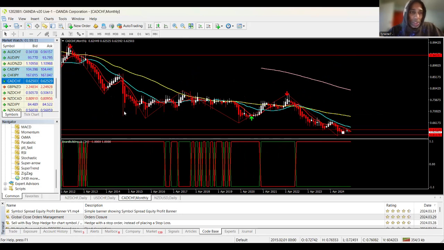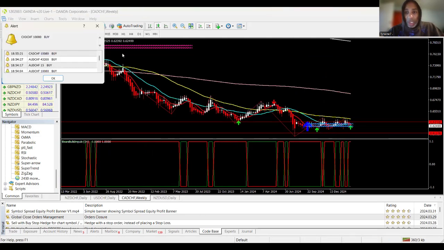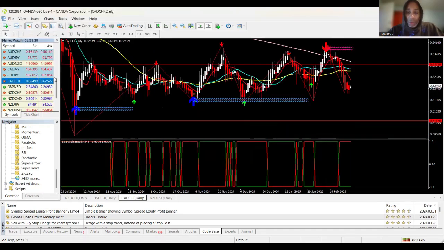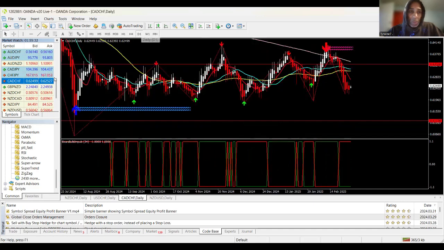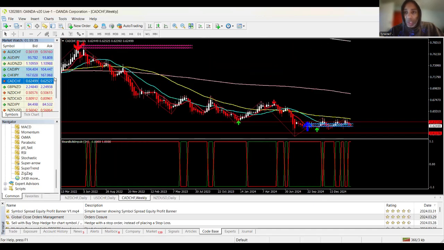Okay, this one is interesting. CAD Swiss. We do have a reversal on the monthly, but this was 1, 2, 3, this is like 4 months ago and it never moved. Weekly, we got a strong buy, on a daily possible reversal. So this is definitely one that we could start to look at, CAD Swiss, for a buy.